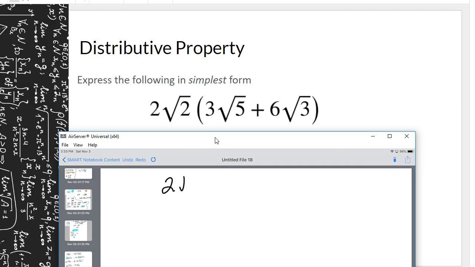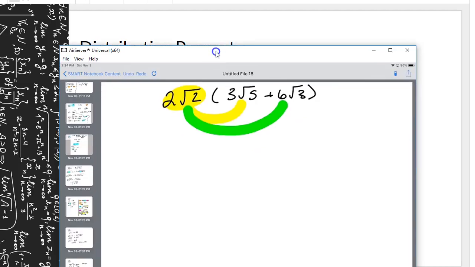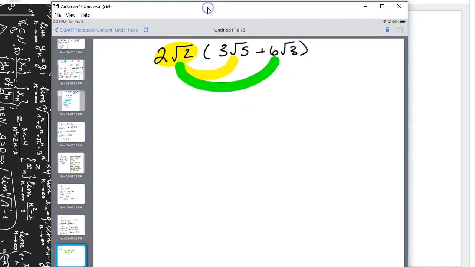I have 2 root 2 times the quantity 3 root 5 plus 6 root 3. What we're going to be using is the distributive property. So I'm going to start by multiplying this number, and then multiplying this number, and this number. I'll have two terms, which will seemingly, or possibly not, look like they can be simplified. So let's just do that first.